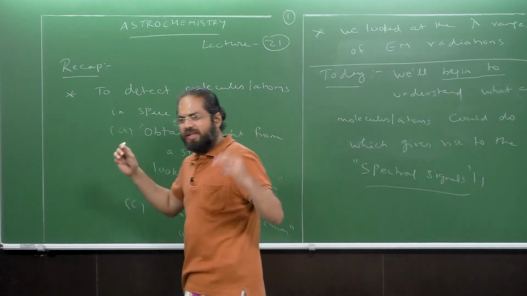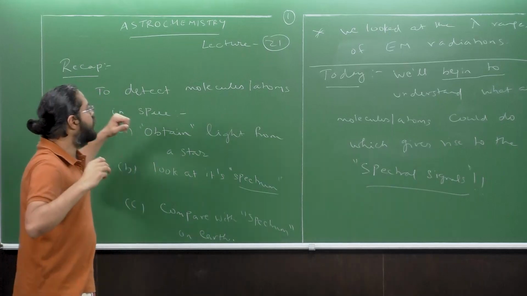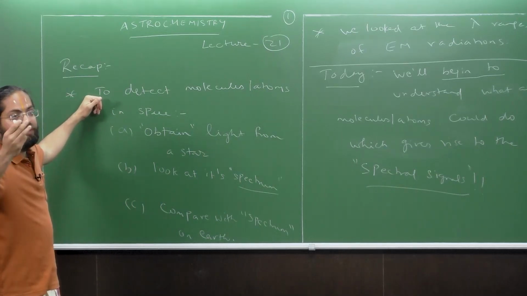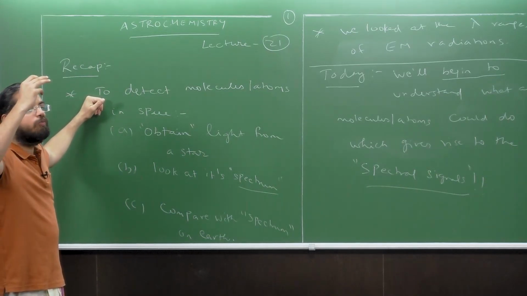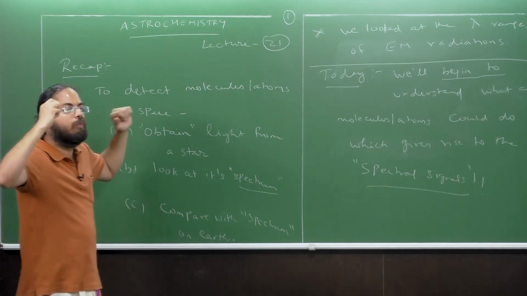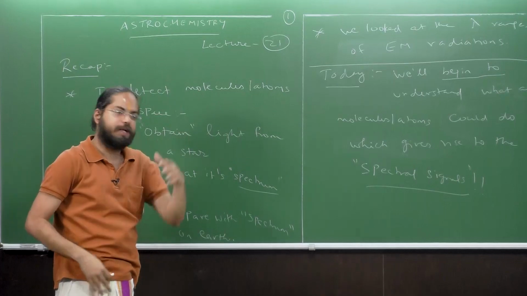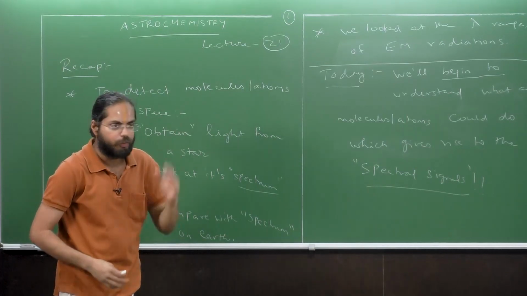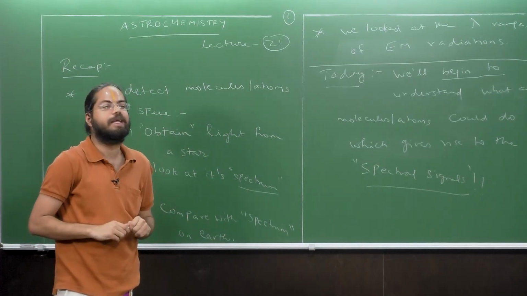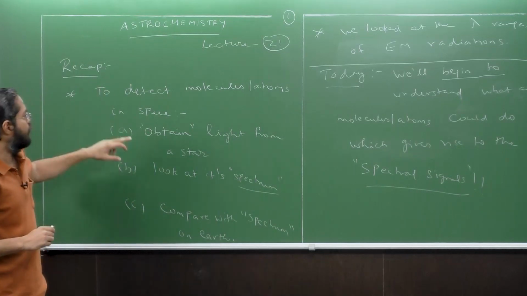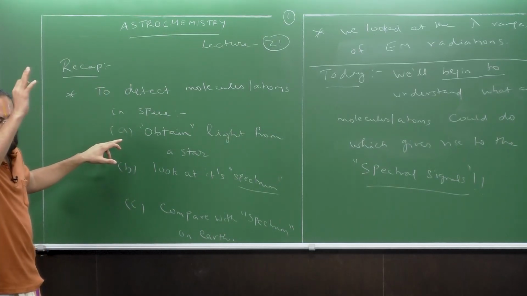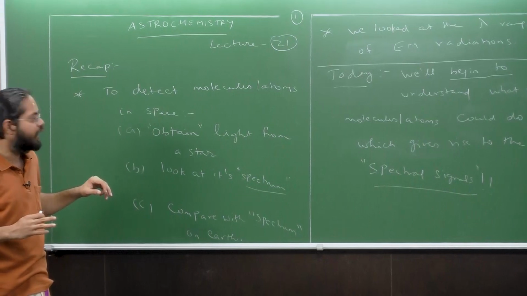Now, in the last 2 or 3 lectures, we looked at how molecules and atoms may be detected in space. We started off by looking at how we can understand what the sun is composed of. This happened approximately 200 years ago, right? We're talking about the 1800s, or 200 to 150 years ago, approximately in that time.